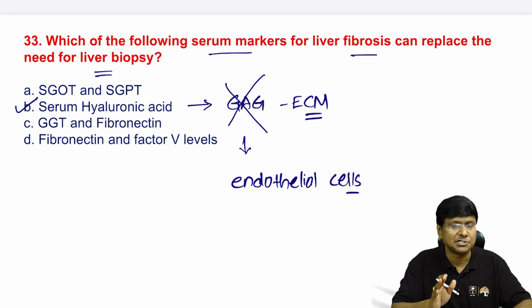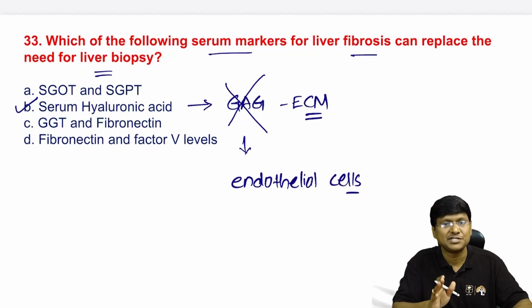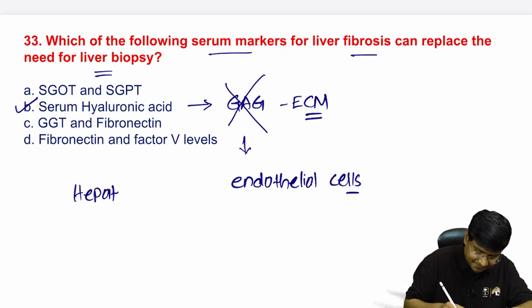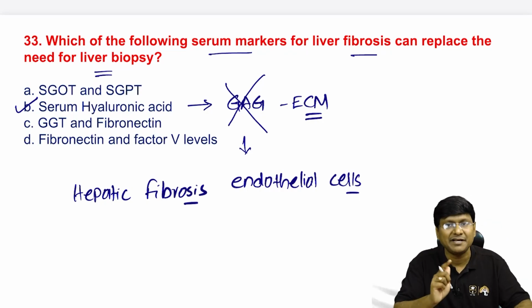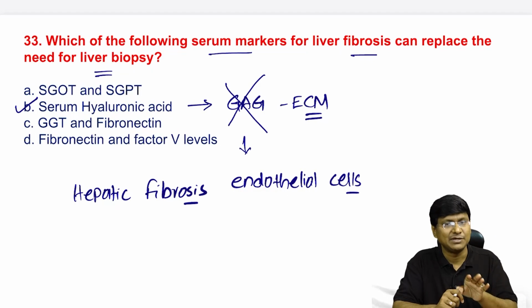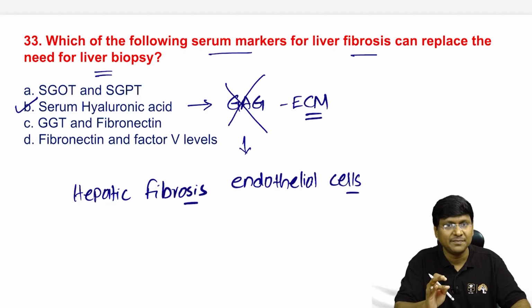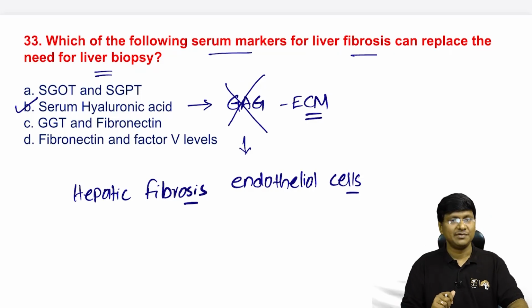And the serum concentration of the hyaluronic acid is elevated in patients with hepatic fibrosis, right? In patients with hepatic fibrosis, the serum concentration of the hyaluronic acid is elevated. And the various non-invasive tests to diagnose hepatic fibrosis are the FibroTest or the FibroSure. This is a non-invasive test. Apart from that, we have the FibroScan or transient elastography. Then the next one is magnetic resonance elastography. So these are the various non-invasive tests.